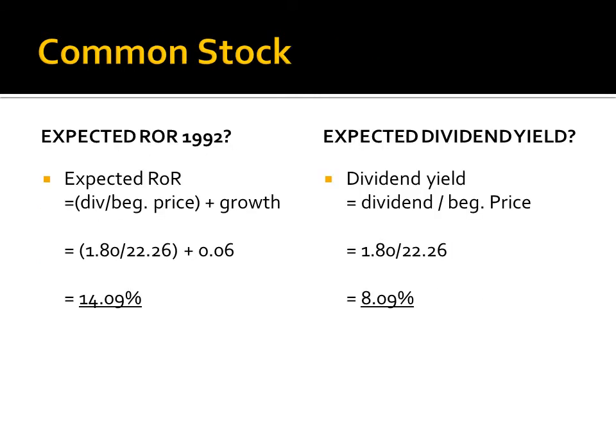Here we found the expected rate of return for 1992. To find this, we divided dividends by the beginning price and added growth. This became $1.80 over $22.26 plus 6%, which equals 14.09%. Next, we found the expected dividend yield. This equation is simply the dividend divided by the beginning price, which is $1.80 divided by $22.26, and leaves us with a dividend yield of 8.09%.